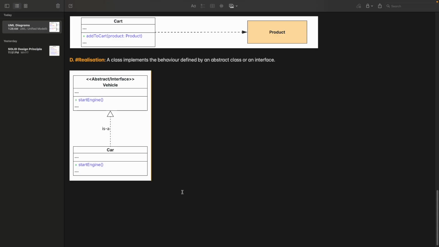I think that's all you need to understand regarding UML diagrams. In my upcoming videos, we are going to talk about design patterns, and I'll be explaining everything using UML diagrams only. So learning this would be very helpful in understanding the design patterns that I'm going to discuss.